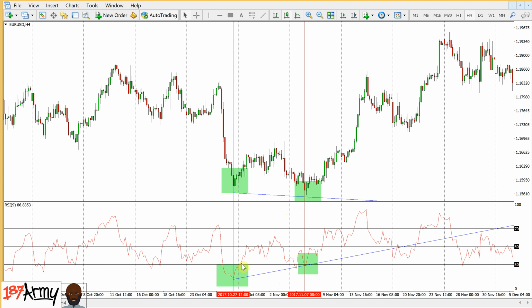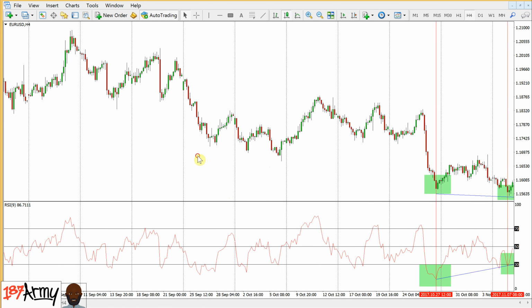One of the key rules here is that the trend line on the RSI must be sloping upwards in a bullish divergence, but on price the trend line must be sloping downwards to show bullish divergence. So just remember that the price trend line slopes downwards and the RSI trend line slopes upwards. That's for bullish divergence. Now I'll look for bearish divergence.